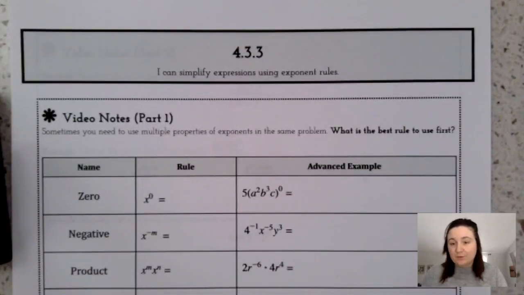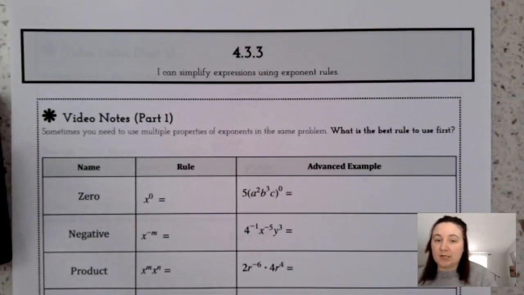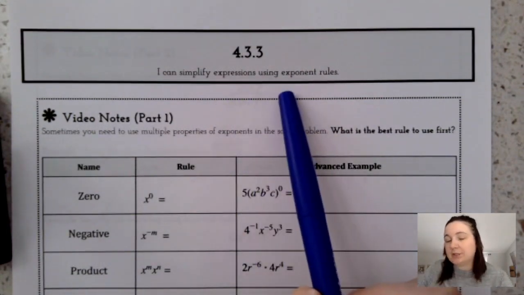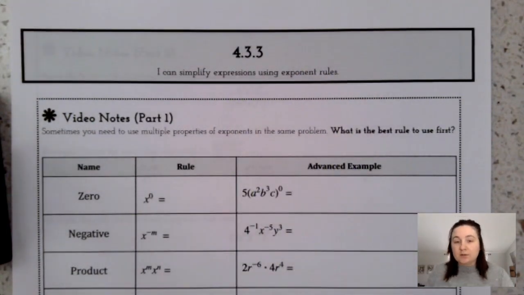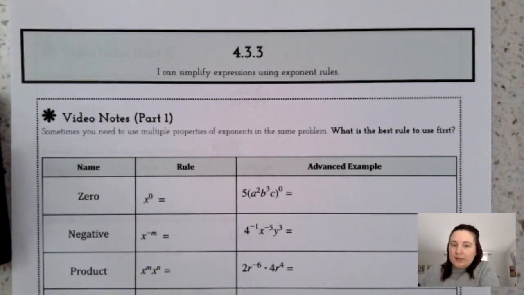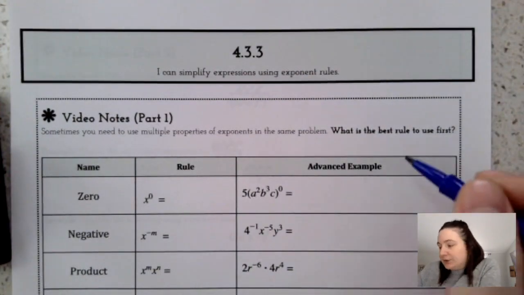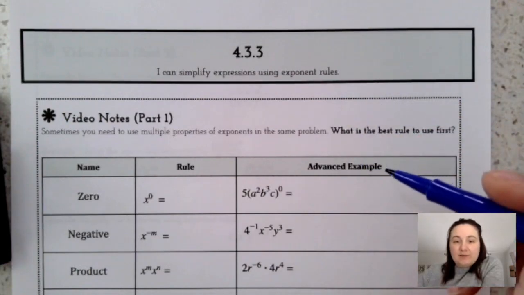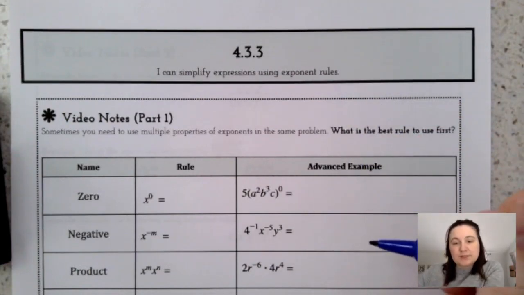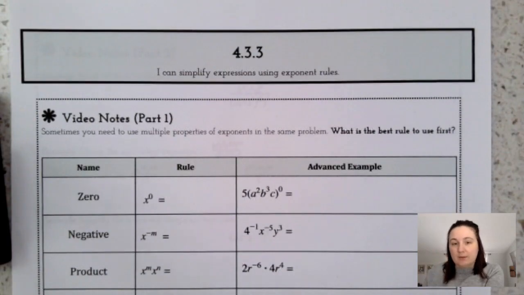In this video, we're going to go through Learning Target 4.3.3, which is simplifying expressions using exponent rules. We've already learned our 2.0 level exponent rules, and those are just one step to solve. What we're going to do now is add a step or two to the difficulty level. It's the same 5 exponent rules, but we're putting more than one together in the same problem.